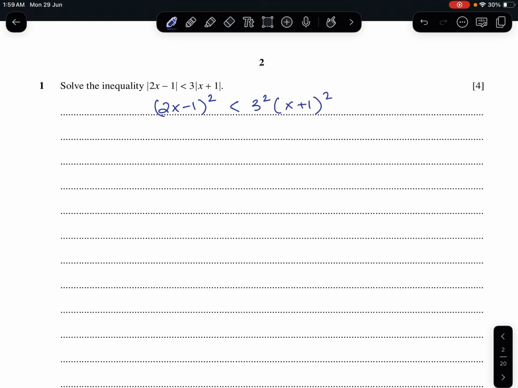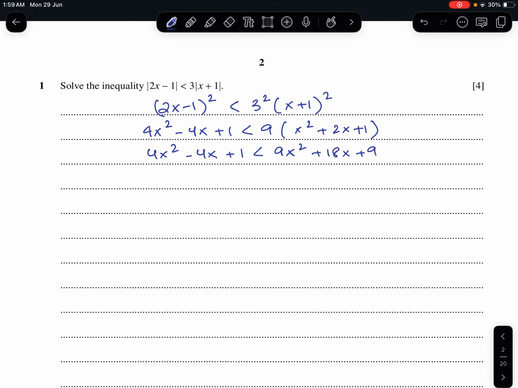So if we open these brackets using our identities, we get 4x squared minus 4x plus 1 less than 9 times (x squared plus 2x plus 1). Now let's open this further, and we get 9x squared plus 18x plus 9.